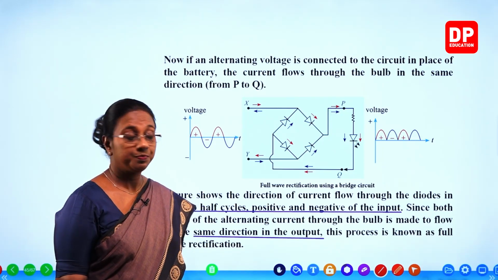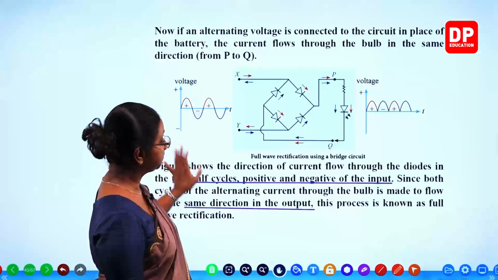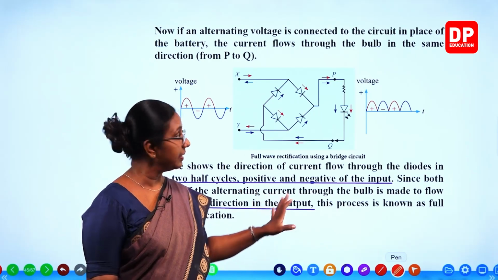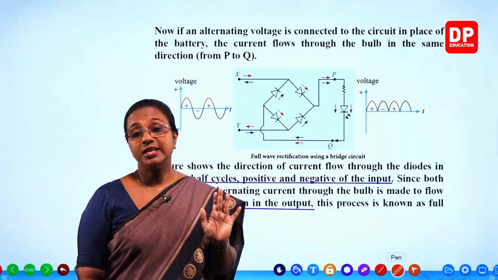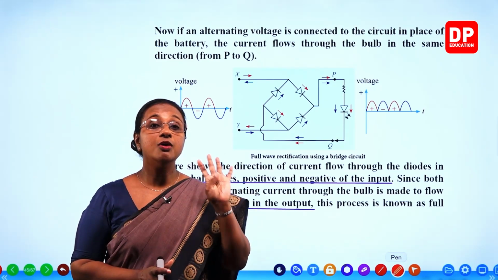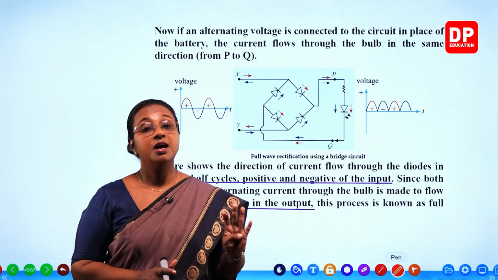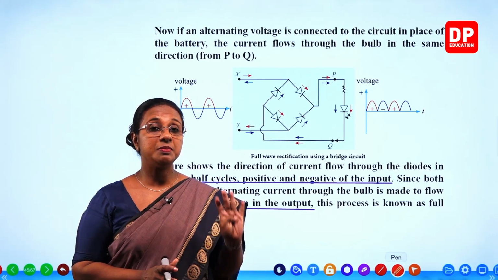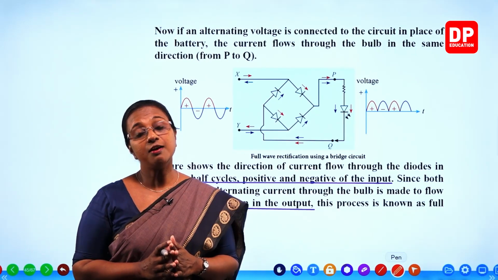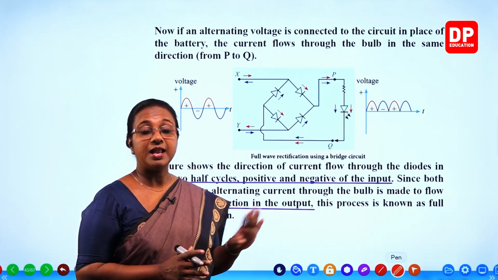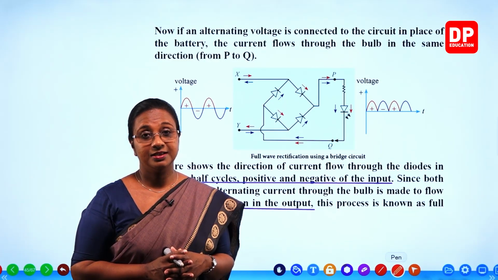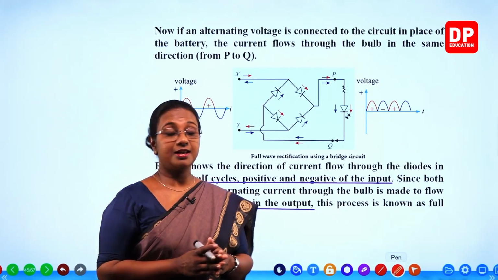Is that clear, students? So, we did the activity. You all saw the observation clearly. Then I explained what happened, and this is how the voltage curves change. So, that is full wave rectification using 4 p-n junction diodes. Why do we use junction diodes? Because you all know junction diodes allow current to flow through them only when they are forward biased. So because of that, they are useful in rectifying current. With that, I'll move on to the next slide.